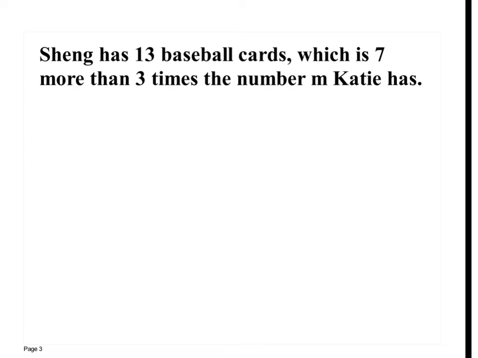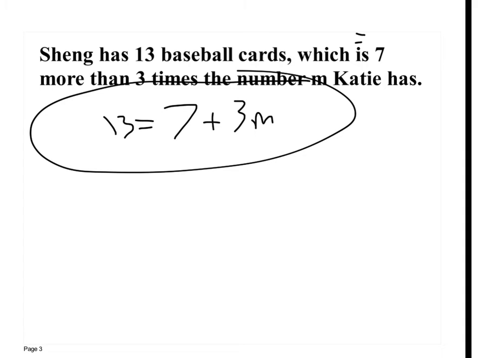Alright, the problem says Shang has 13 baseball cards. What do I write when I see is? The equal sign. 7 more than, so 7 plus. 3 times the number m. M is our variable, so 3m. That's what Katie has. So there's my answer. Any questions?